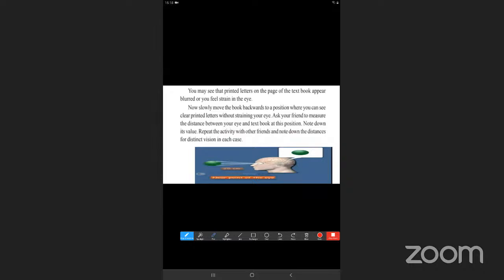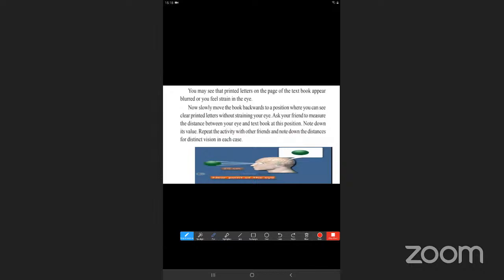Now slowly move the book backwards to a position where you can see the clear printed letters without straining your eye. Ask your friend to measure the distance between your eye and the textbook at this position.